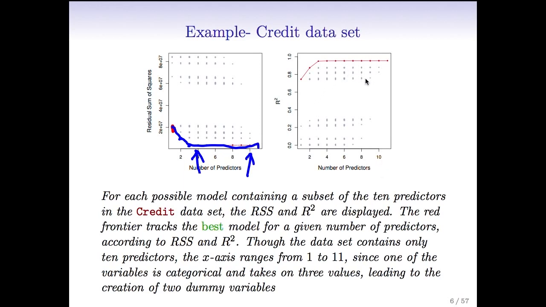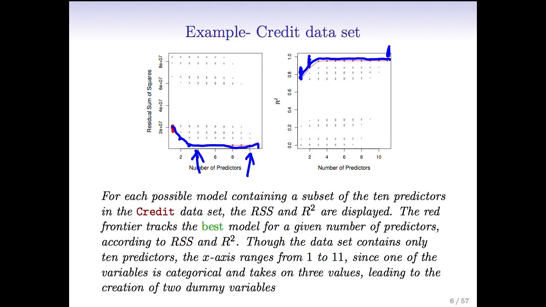And so once again, we see a whole lot of gray dots indicating every possible model containing a subset of these 10 predictors. And then the red line shows the best model of each size. So again, this is the M1 that we saw earlier. This is M2. Over here is M10. And what we notice is that as the models get bigger, as we look at larger and larger models, the residual sum of squares decreases and the R squared increases. So do we have any idea of why that's happening?